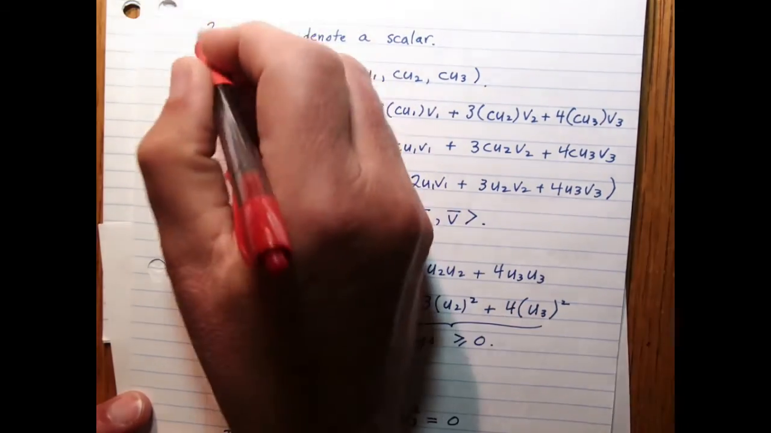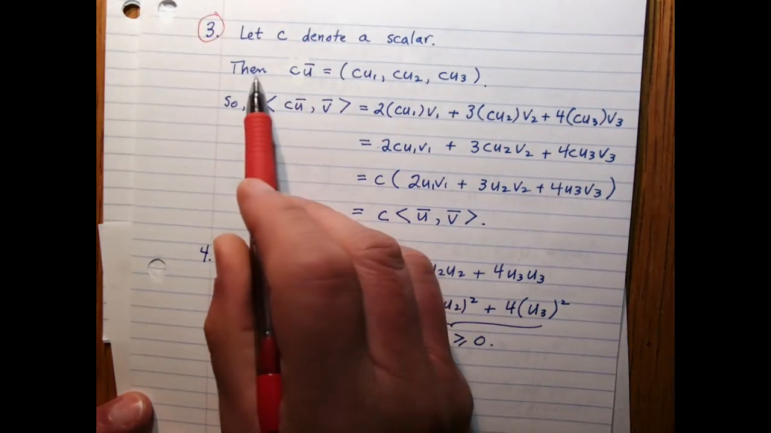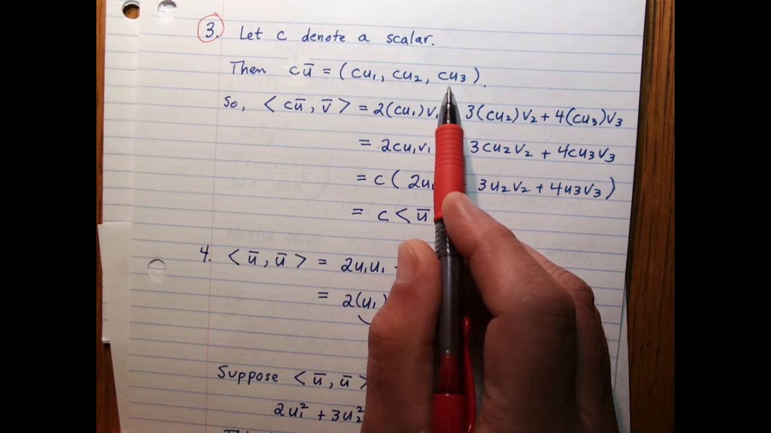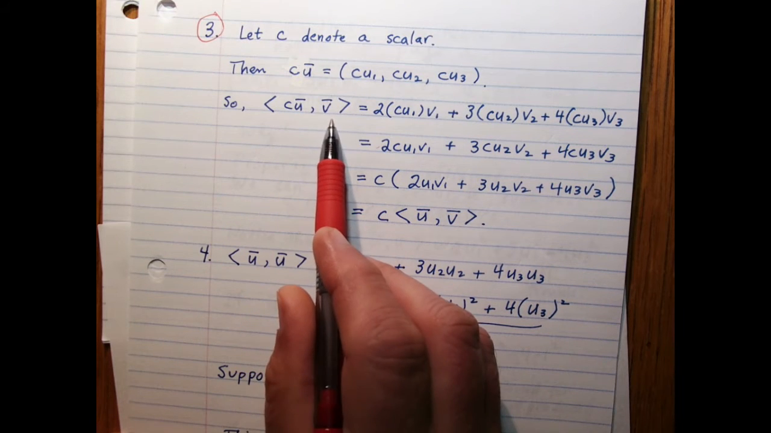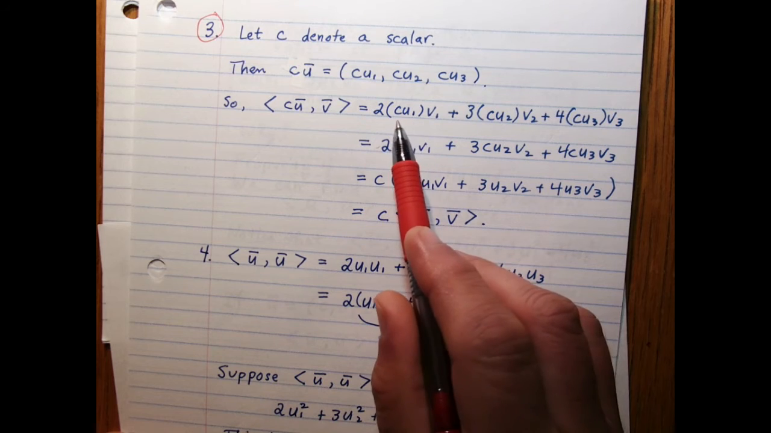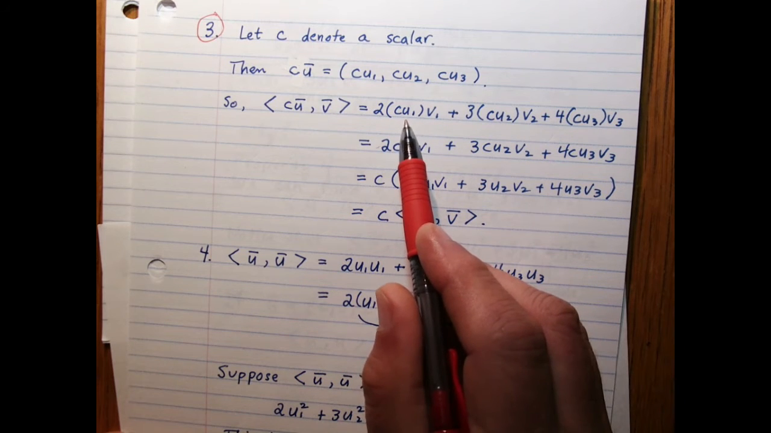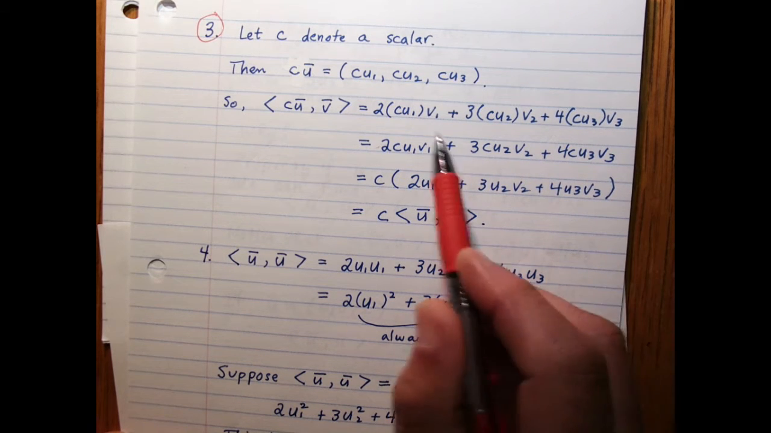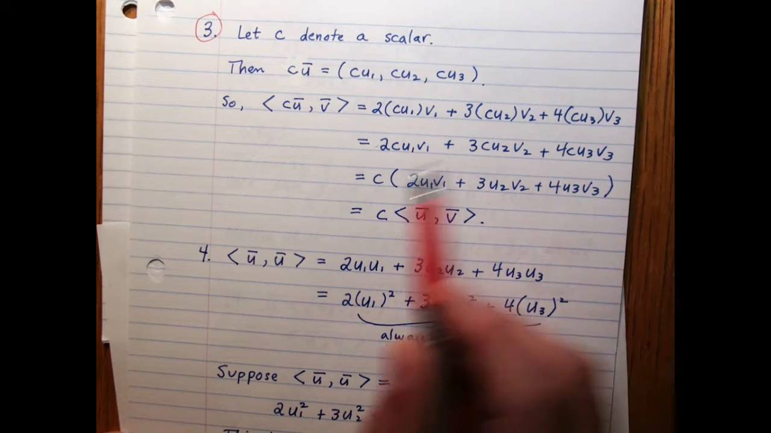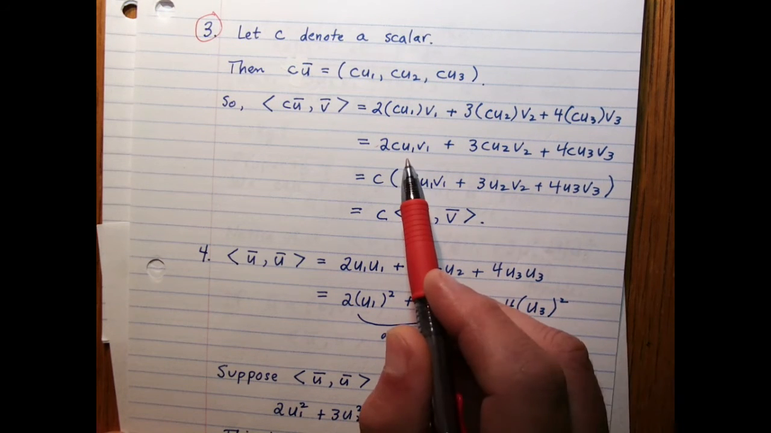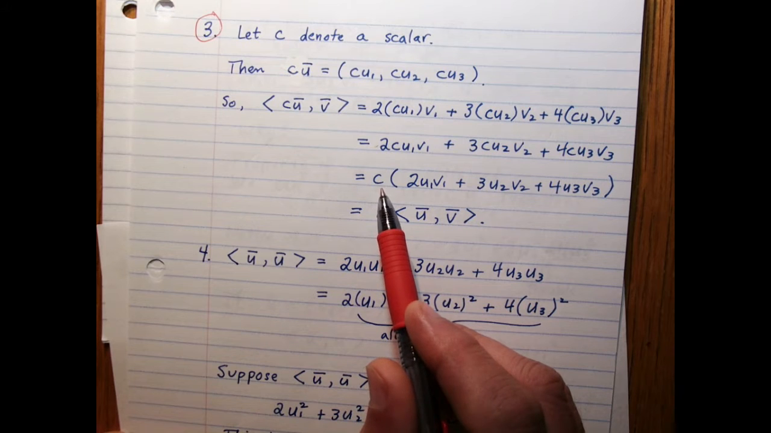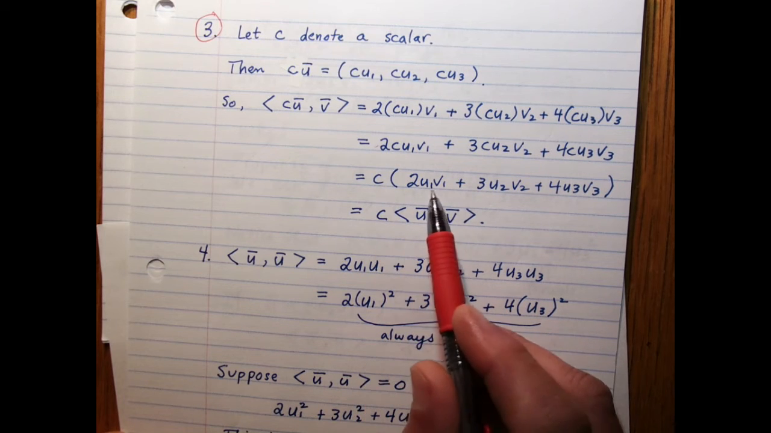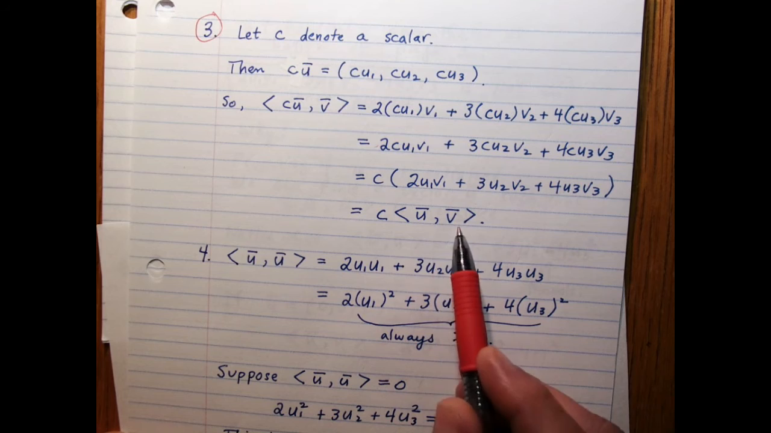And now let's go on to the third property. And let C denote a scalar now. And I have to work with C times U, which is just C times each of the components of U, written that way. And so the inner product of CU with V, if I apply my rule, is going to look like this: 2 CU1 V1 plus 3 CU2 V2 plus 4 CU3 V3. And again, I don't need parentheses in there. And I can actually factor out this real number C from each of those 3 terms using basic algebra. And so what I end up with is C times the expression for the inner product of U and V.